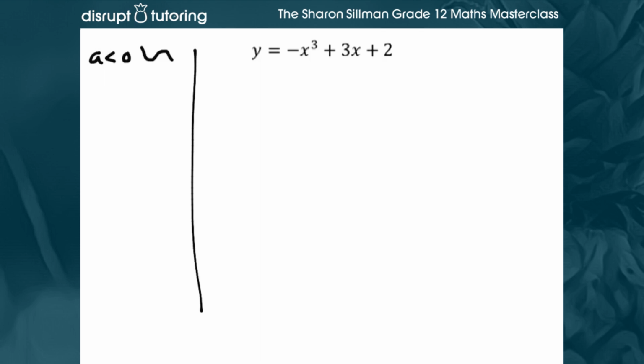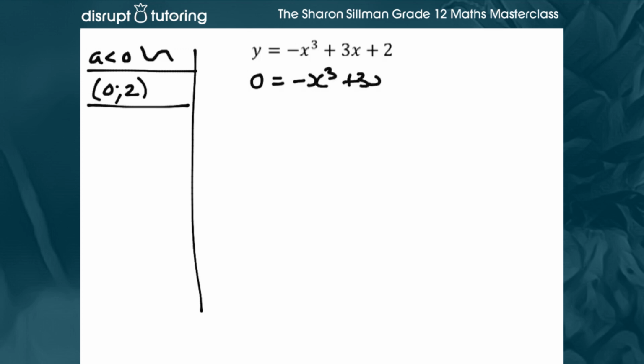We find the y-intercept by making x 0, and if you make x 0, you can see that the only term left would be y equals 2, so the y-intercept is (0, 2). So there's our first step, there's our second step, the y-intercept. To find the x-intercept, we make y equal to 0. I'm going to take a negative out.